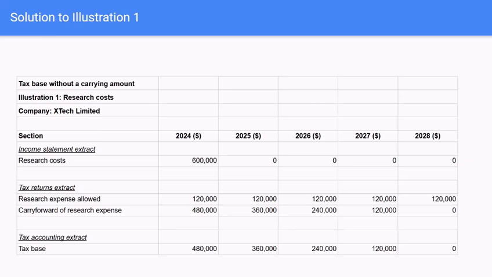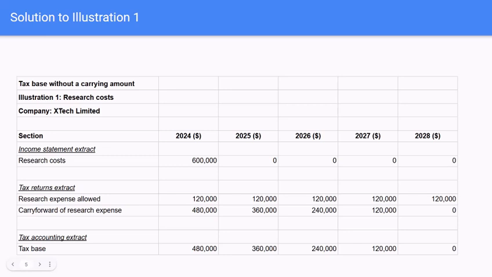But in 2024, we deducted only 120K. We know we've incurred 600K. So it means that we have a remainder of 480K to be deducted in future years. At 600K minus 120K, there's 480K we need to carry forward. And I suspect that on the tax returns, you will need to disclose this amount to say to be deducted in future periods. And when you get to 2025, you deduct 120K and you carry 360K forward. You do it all the way through until you fully deduct it in 2028, and there's nothing else to carry forward at the end of 2028.